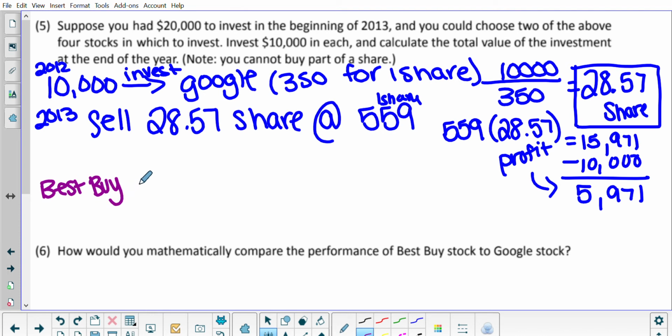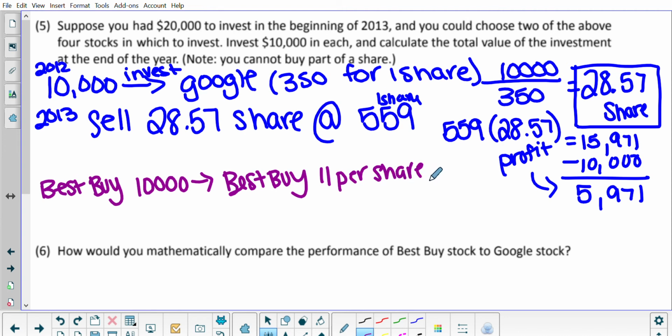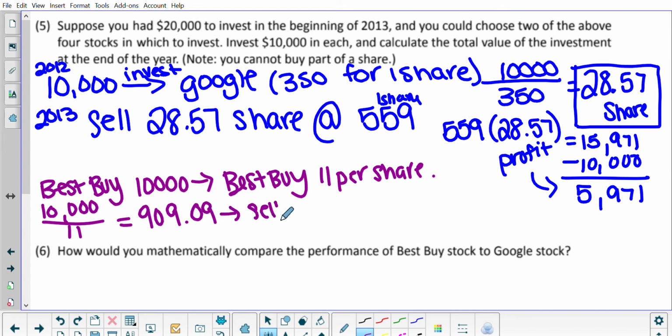So we have this 10,000. We invested it into Best Buy, and it was $11 per share. So to find out how many shares I have, I divided these, and I got 909.09. Then I want to sell my shares. Now, if you notice, I get a lot more shares here because they cost less. I'm going to sell it at $40 per share.